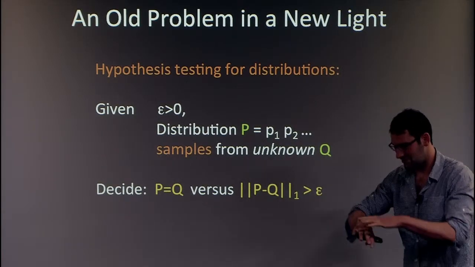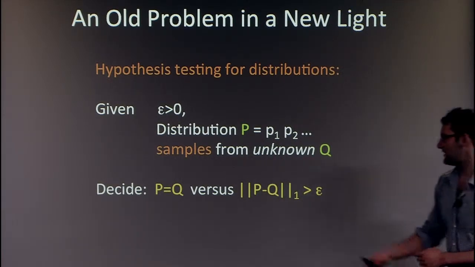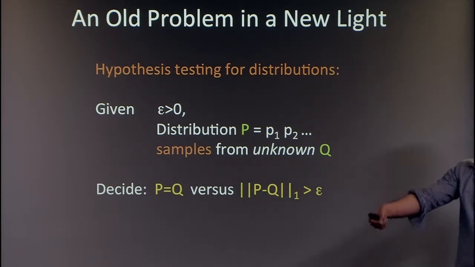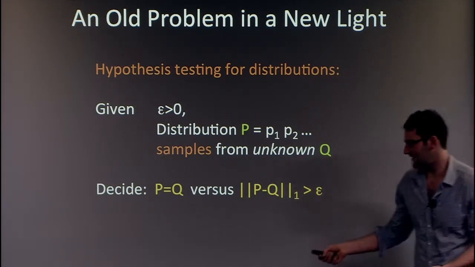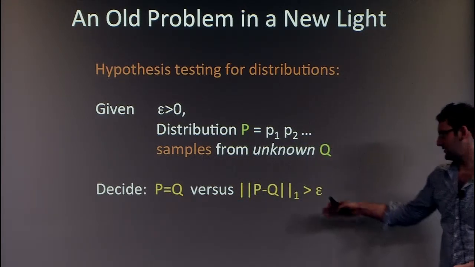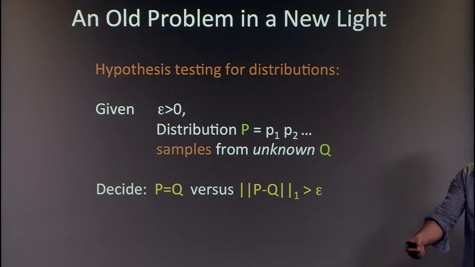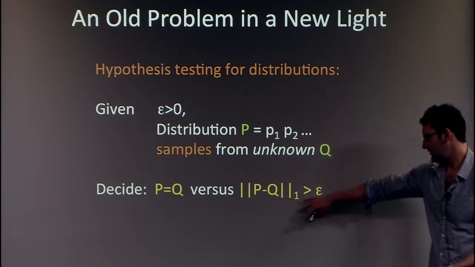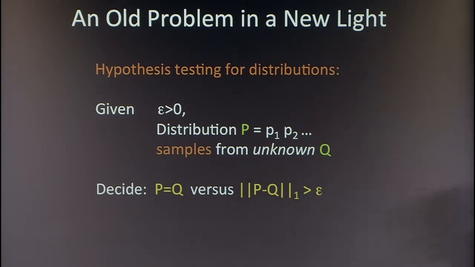Okay, someone comes and describes a distribution to you. And then you get to draw samples from this unknown distribution. And your job is just to decide, is the distribution equal to what I told you it should be? Or is it far? Is the distribution of jelly beans different from what I promised you it was? Far, say, in total variation distance. Okay. Basic hypothesis testing.